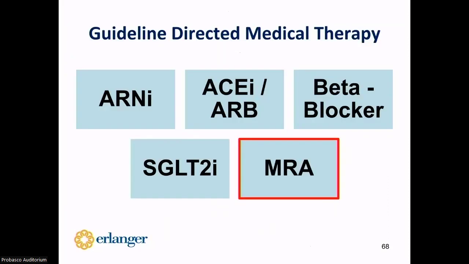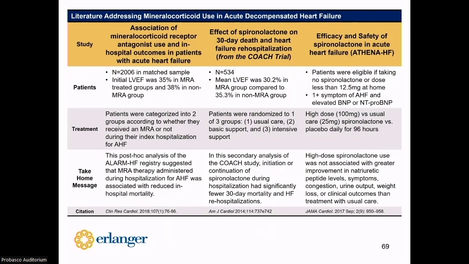And then finally, we'll look at the use of mineralocorticoid receptor antagonist in acute decompensated heart failure. Here, I've again summarized some of the literature that's used to evaluate the use of spironolactone and eplerenone in acute decompensated heart failure, starting with an article by Bistola and colleagues. These patients had ejection fractions that were around 35% in the patients who were treated with spironolactone versus 38% in those who were not. And it's a post hoc analysis of the ALARM-HF registry.